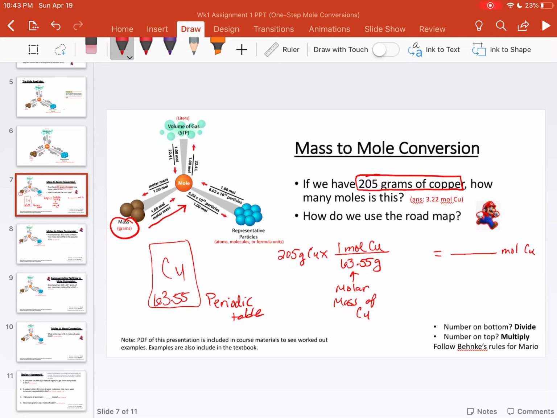Now Mario is really smart. So he knows that if you put 1 in there, it's not going to do anything. So we have 205 times 1 divided by 63.55. Now let me do that again, and I'll show you what Mario does. He does the 1 in his head. So I'll whisper that. 205 times 1 divided by 63.55 equals 3.22 moles. So 205 divided by 63.55 equals 3.22.